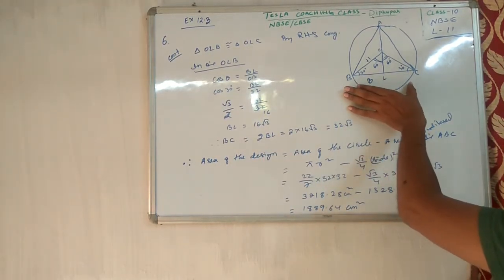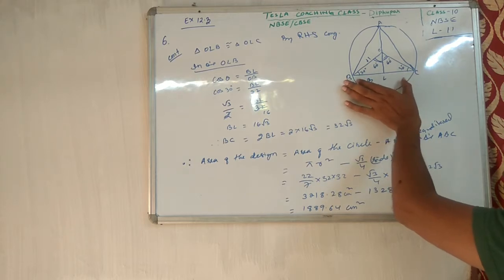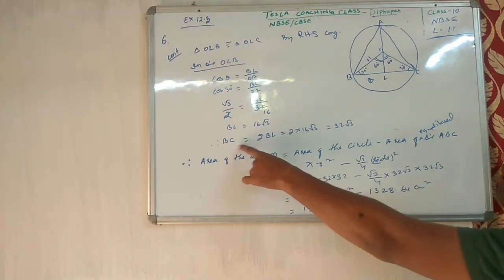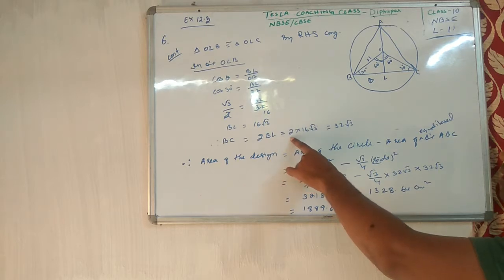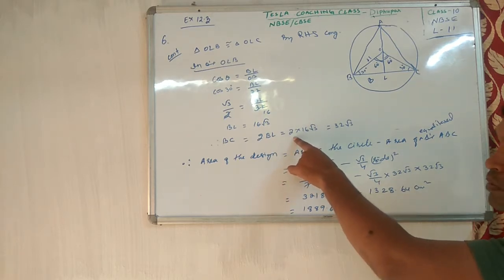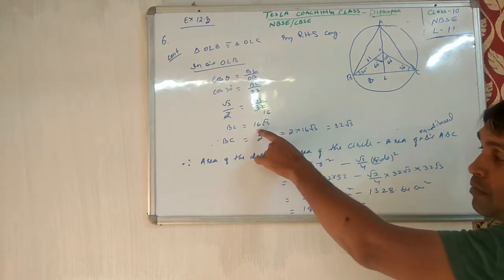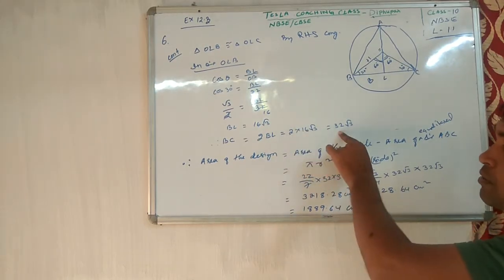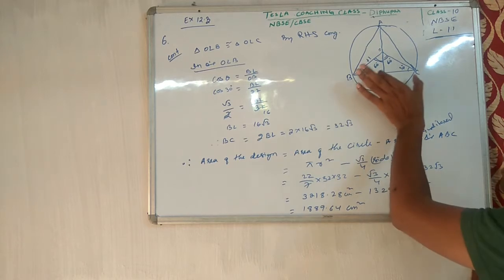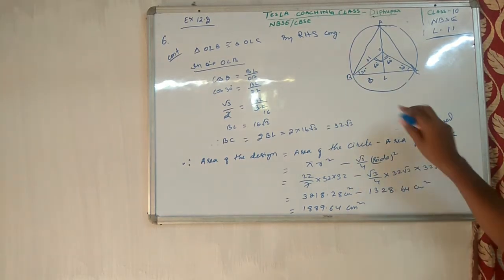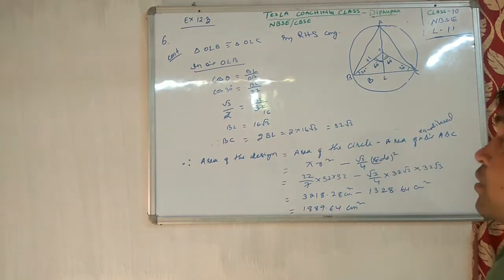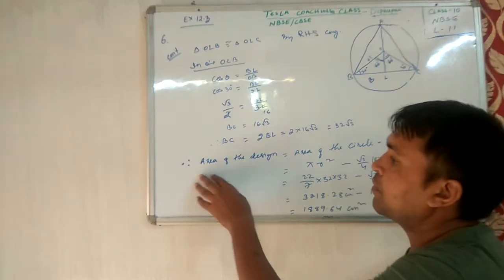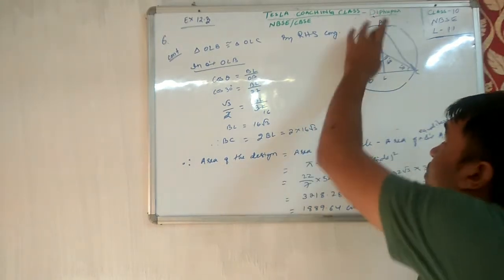Then what will be the BC? BC is nothing but double of BL. So we have written BC is equal to twice of BL, which will be equal to 2 into BL. BL value is how much? 16 into root 3. So multiply it, how much will it come to? 32 root 3. So the side BC value is 32 root 3.